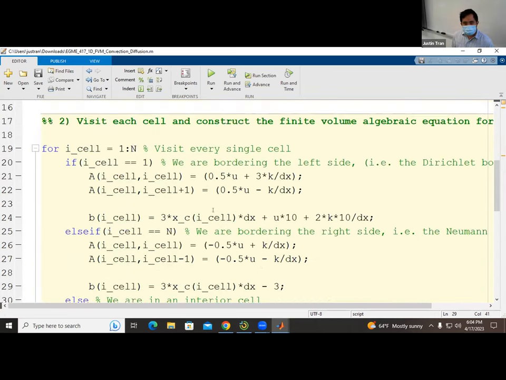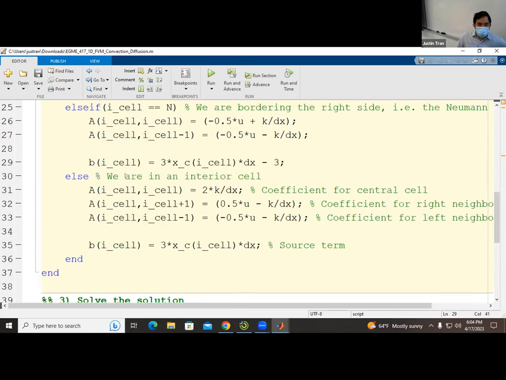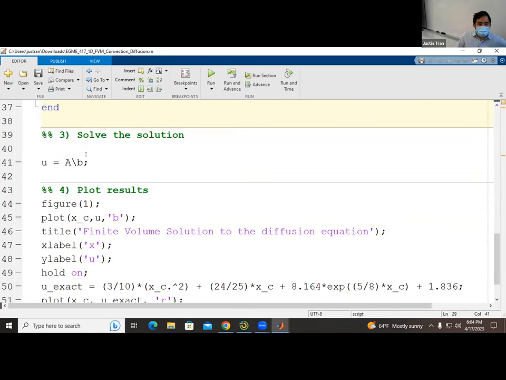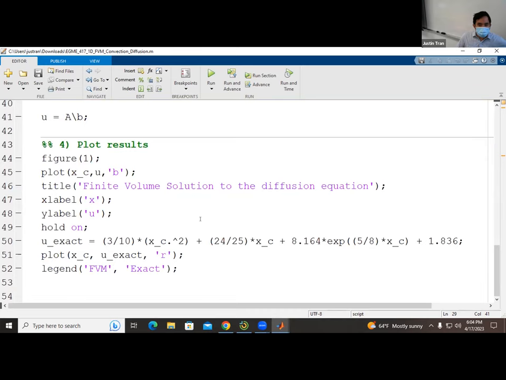For 1D, we only need one loop, and we just loop through all of those. From there, we can solve the solution and then plot it. For this particular problem, I plotted the exact solution as well. I solved this problem by hand, and this is the exact solution. Let me go ahead and run it.